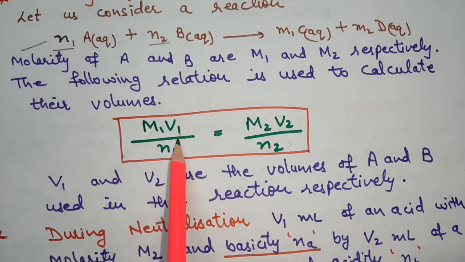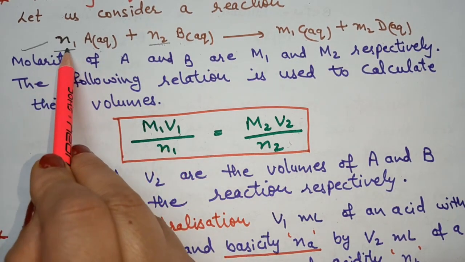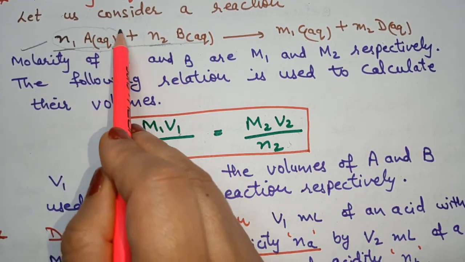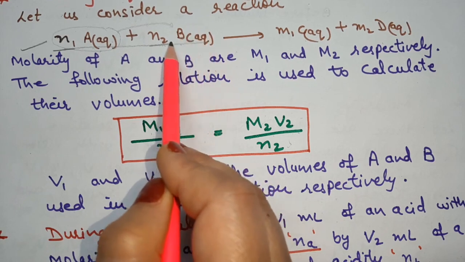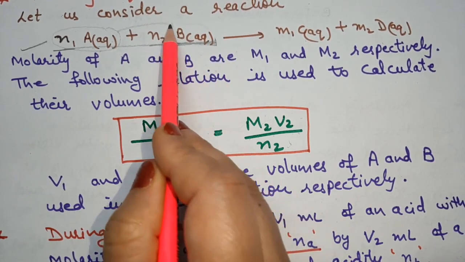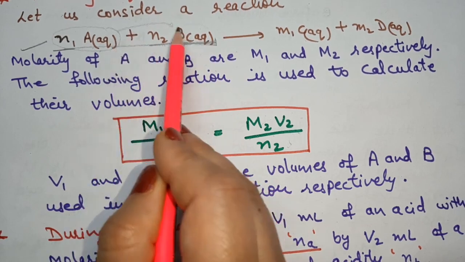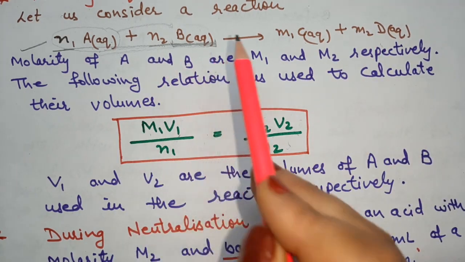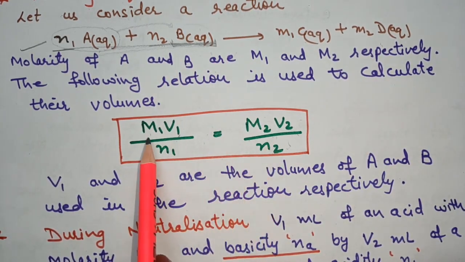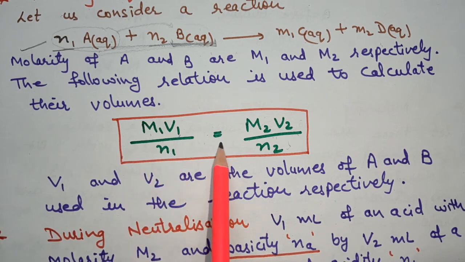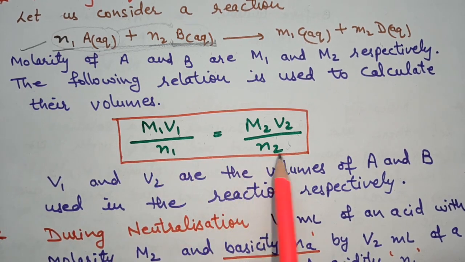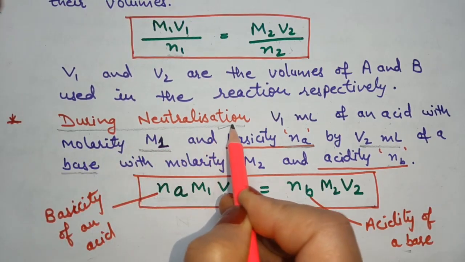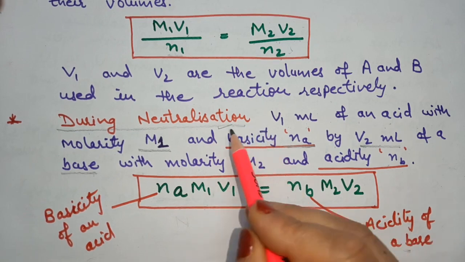It means we use this equation to calculate how much volume of a particular species reacts with another species, and what volume of that species is required so that the reaction is completed to give the products. So we can use this equation as M1 V1 upon n1 is equal to M2 V2 upon n2. Next is the molarity equation during neutralization, that is, how we apply the molarity equation during a neutralization reaction.